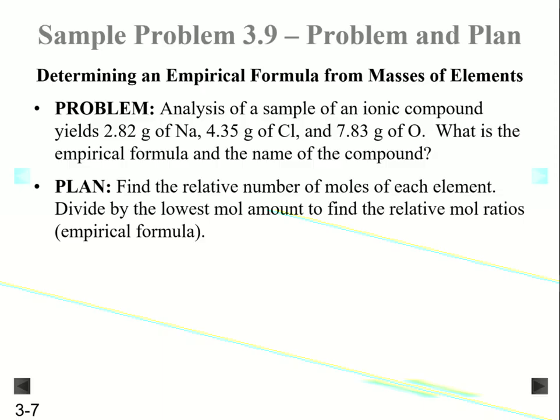So what are the things we're going to need to do? Well, we've got masses, and ultimately we'll want an empirical formula. So from masses, we'll need to get moles. And then once we've got moles, we'll need to come up with the lowest whole number ratios to get the empirical formula. And the plan written down here by Silberberg looks quite reasonable. Find the relative number of moles, divide by the lowest mole amount, and find the relative ratios.